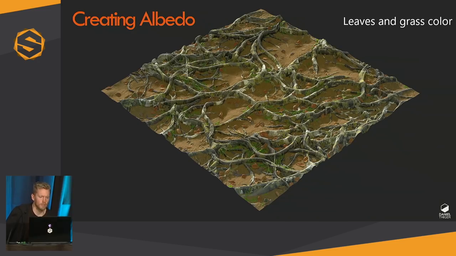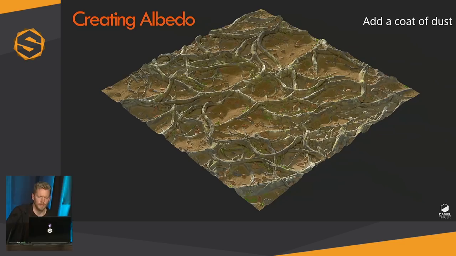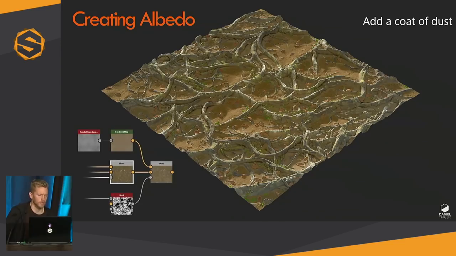And this starts looking like something. It looks very binary, obviously, at this point. So the next step, we're going to have a look at how to eliminate that. And here, everything kind of starts coming together. So I add this coating of dust. I'm using this convenient dust node on here. It's included in Substance base.